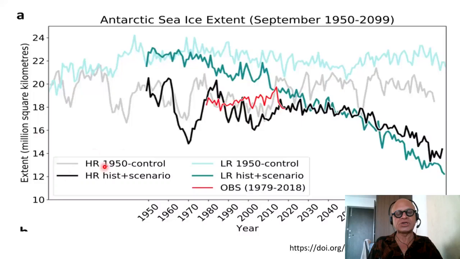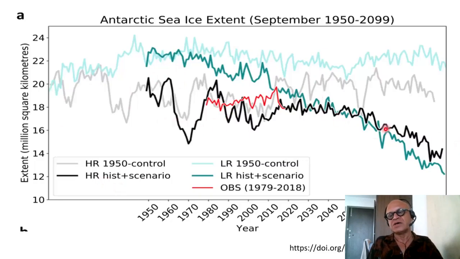This is the high resolution 1950 control run, and here are the observational estimates for 1979 to 2018. And you can see that the low resolution 1950 control run is way up here compared to the observations, whereas the high resolution control is much closer. And you can see the low resolution historical run along with the scenarios produces much higher Arctic sea ice extent in the historic period compared to the high resolution historic run plus scenario.